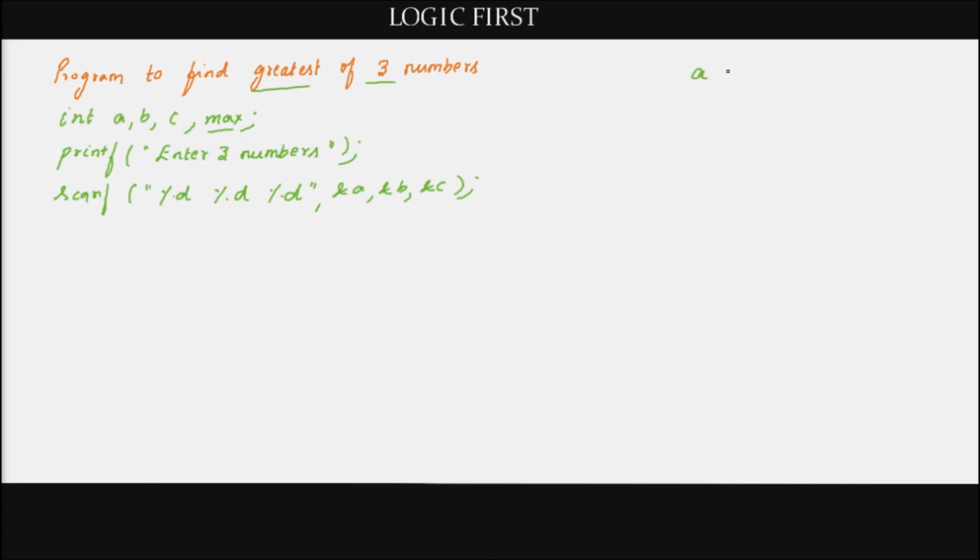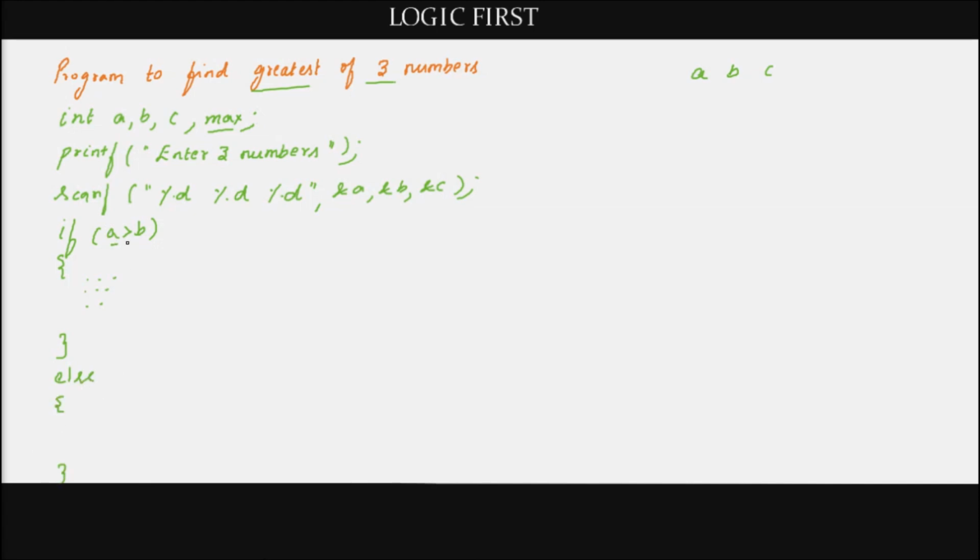Now we have three variables A, B and C. First let's check if A is greater than B. If A is greater than B, then we should concentrate on this part of the code. If not, then we can deal with that in the else part.